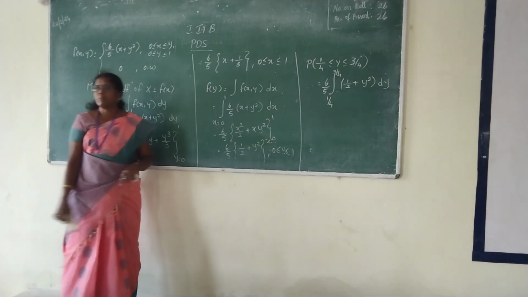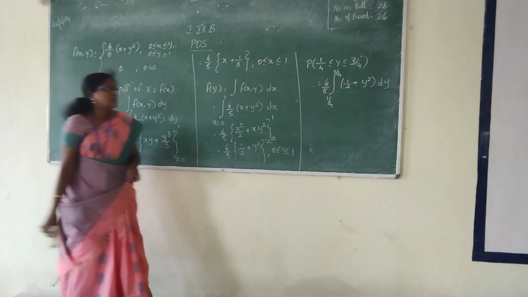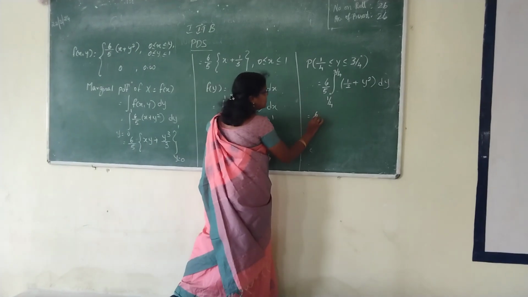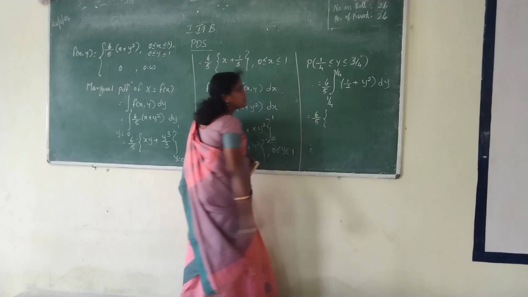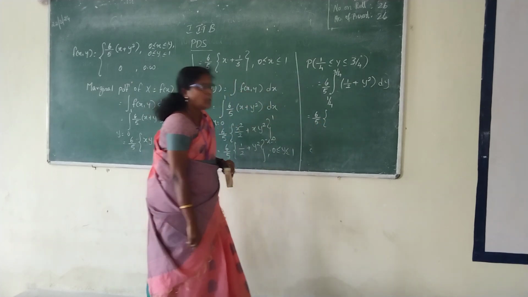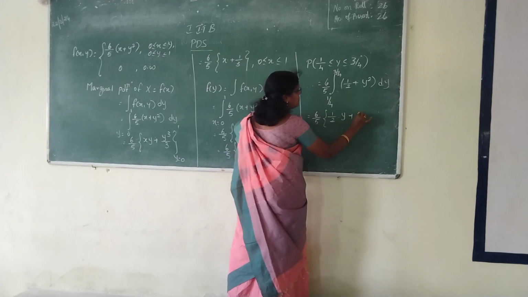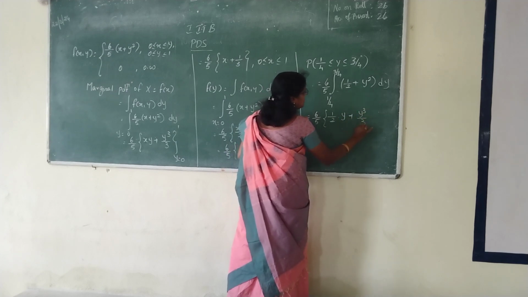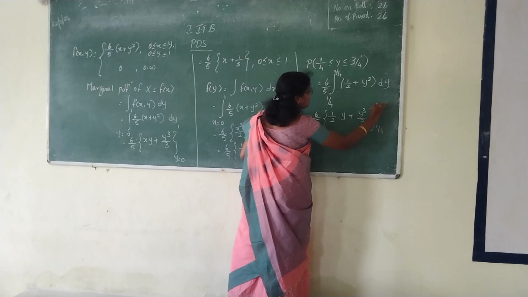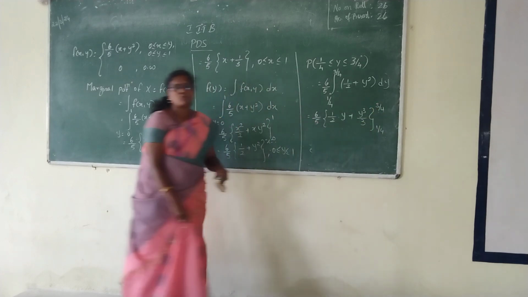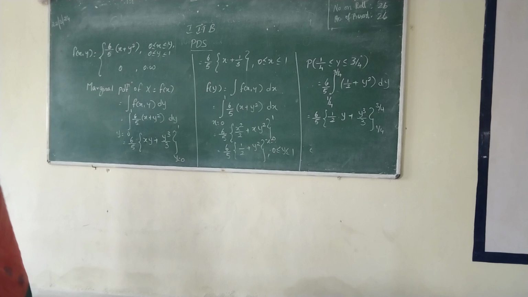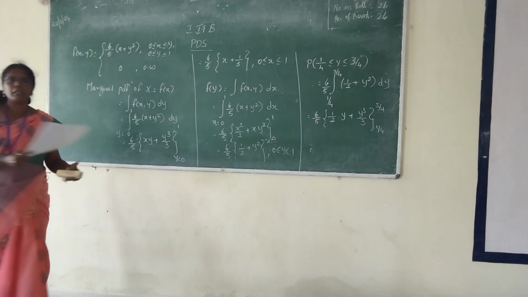Integrate from 1 by 4 to 3 by 4. So 6 by 5 is a constant. What is the integral of 1 by 2? y. So 1 by 2 into y. What is the integral of y square? y cube by 3. This within the limit 1 by 4 to 3 by 4. We are going to substitute the limit values for the variable y.